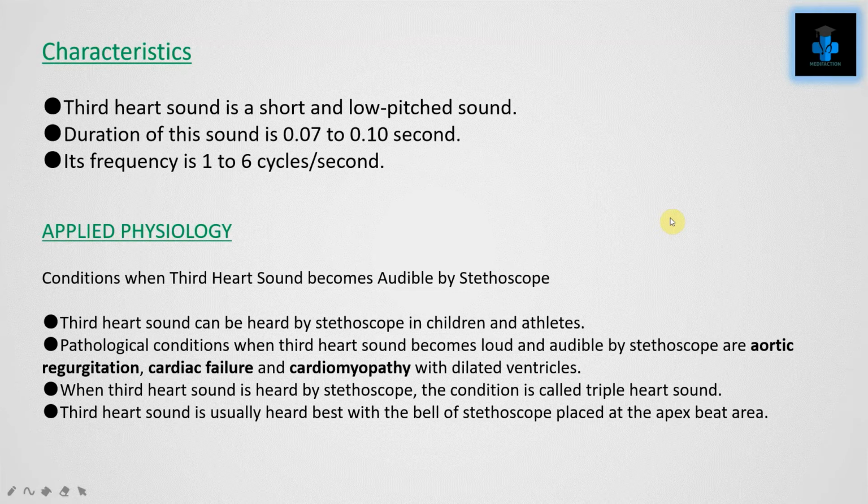Pathological conditions when third heart sound becomes loud and audible by stethoscope are aortic regurgitation, cardiac failure, and cardiomyopathy with dilated ventricles. Aortic regurgitation is the leaking of the aortic valve of the heart that causes blood to flow in the reverse direction during ventricular diastole from the aorta into the left ventricle.